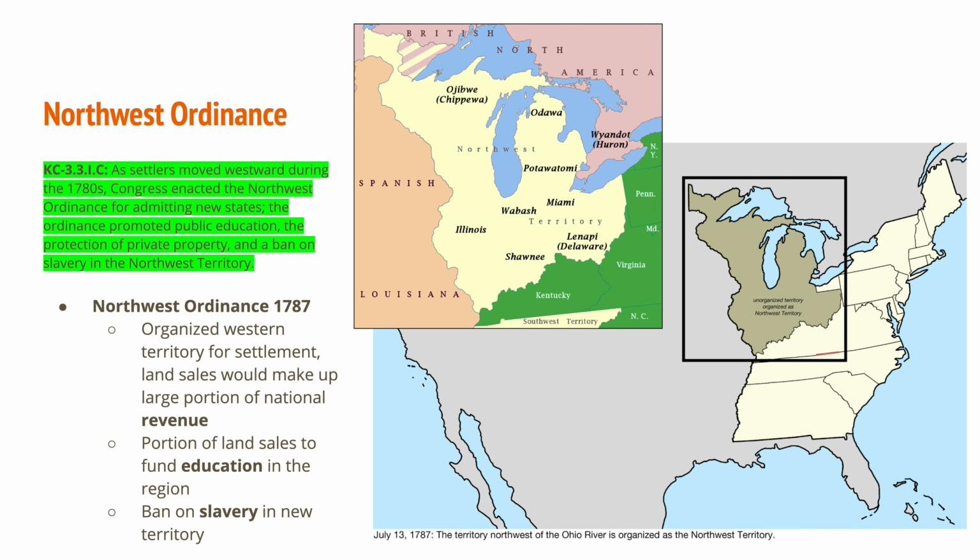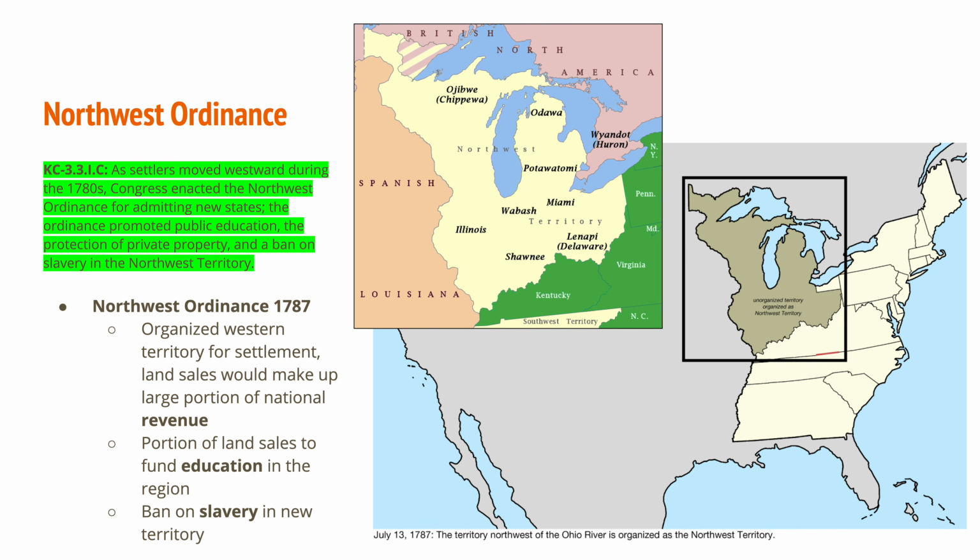And then finally, it put a ban on slavery in this new territory. So in this entire Northwest Ordinance, slavery would not be allowed. So no one could cross into these territories and bring enslaved people with them. And for that reason, as enslaved people begin to escape their enslavement more and more, they're going to go into this new territory thinking that they're going to be able to live freely once they get there.